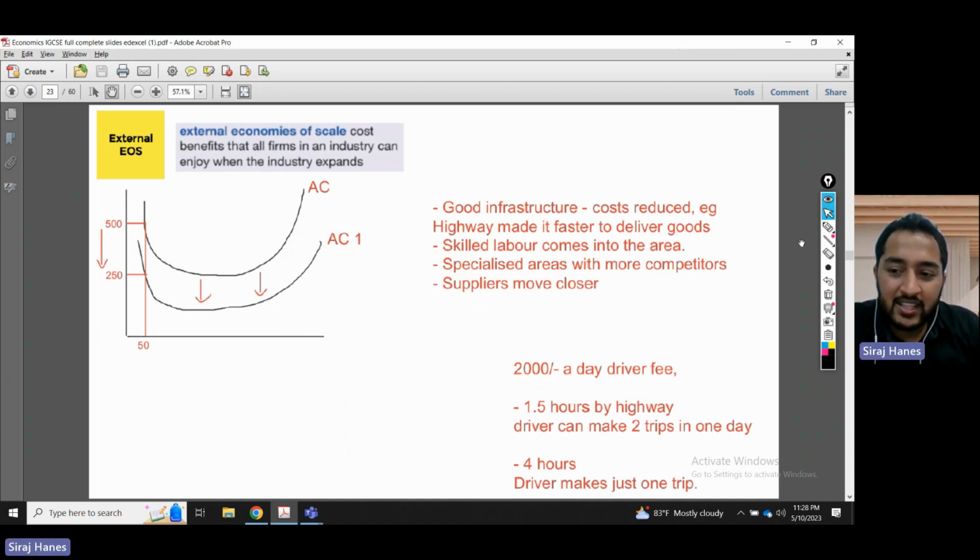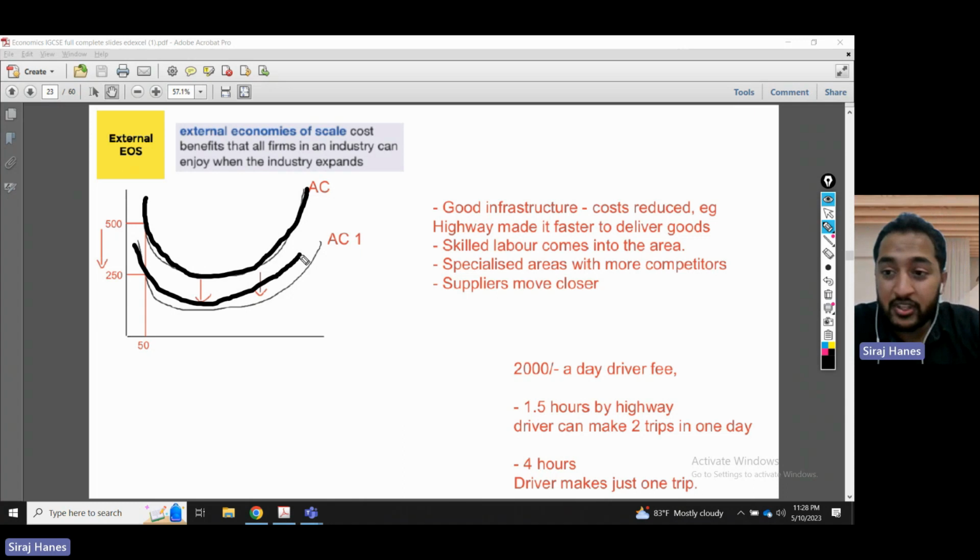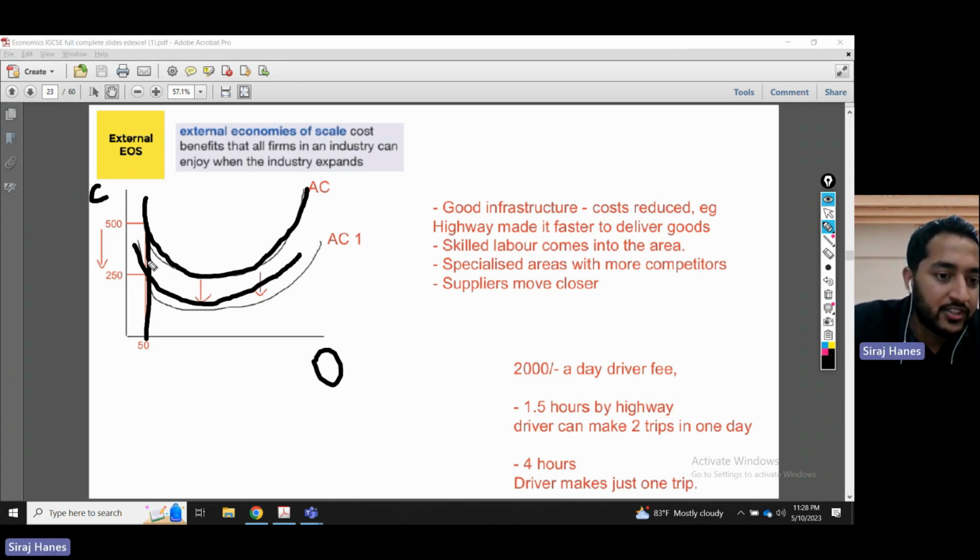There's something called external economies of scale. This is when your average cost reduces. Earlier, we saw the average cost reducing because we increased our output. Now we're not increasing our output. Our output is 50. This is output and this is cost. Our output is 50, yet it has fallen. The cost has fallen from 500 to 250. Why is that? We didn't grow, no. We're not buying in bulk. There's nothing, but the cost is falling.